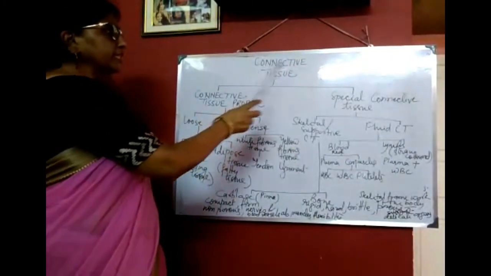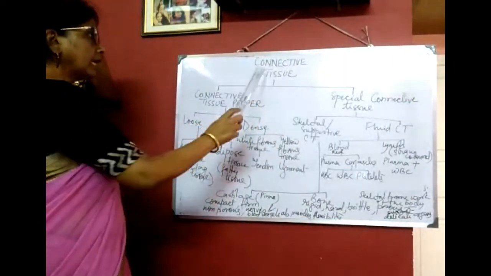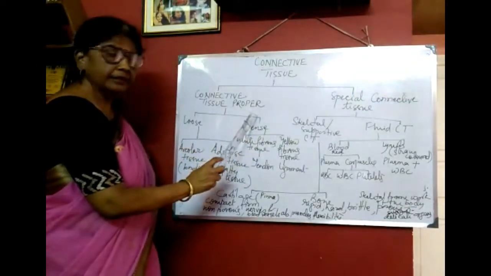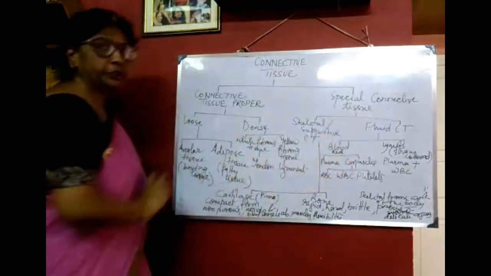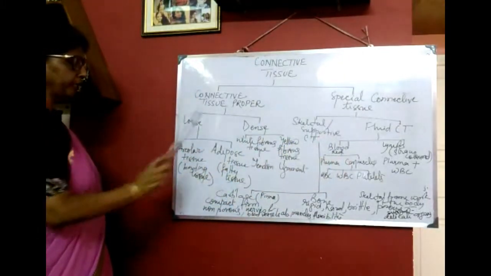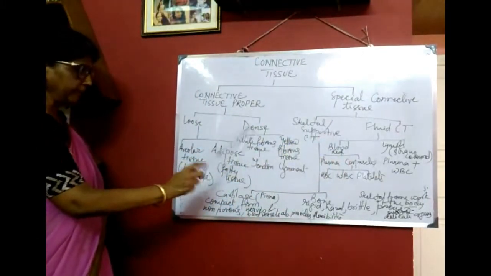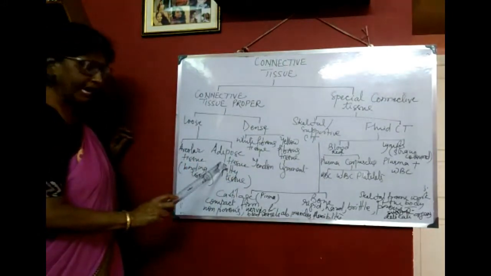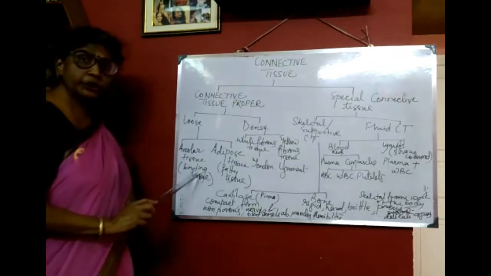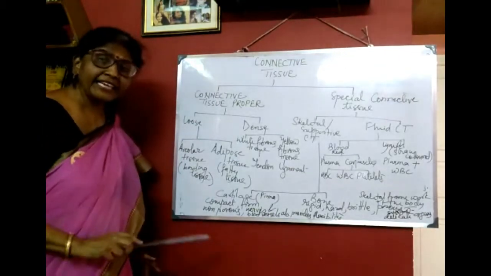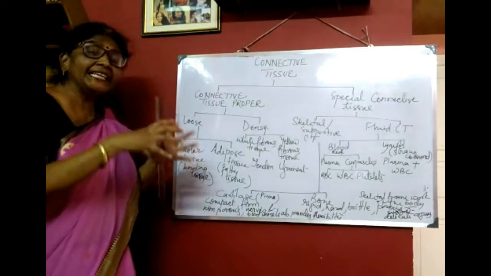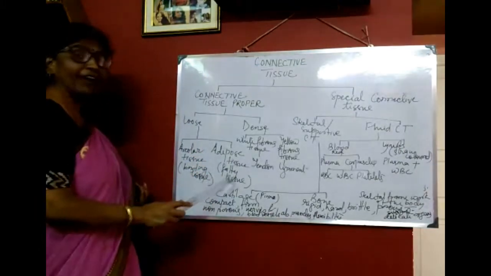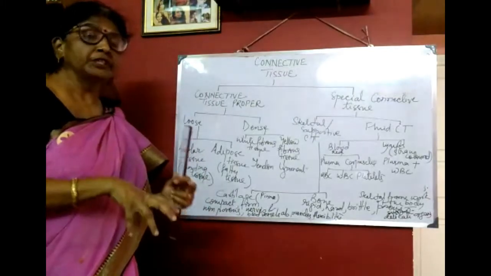Now I am going to discuss about connective tissue. Connective tissue has 2 types, connective tissue proper and special connective tissue. Connective tissue proper is of loose and dense type. Under loose connective tissue, areolar tissue and adipose tissue. Areolar tissue is binding tissue, packing tissue, that means it helps in binding different tissues and organs together. Then adipose tissue, fatty tissue, it helps in storage of fat.